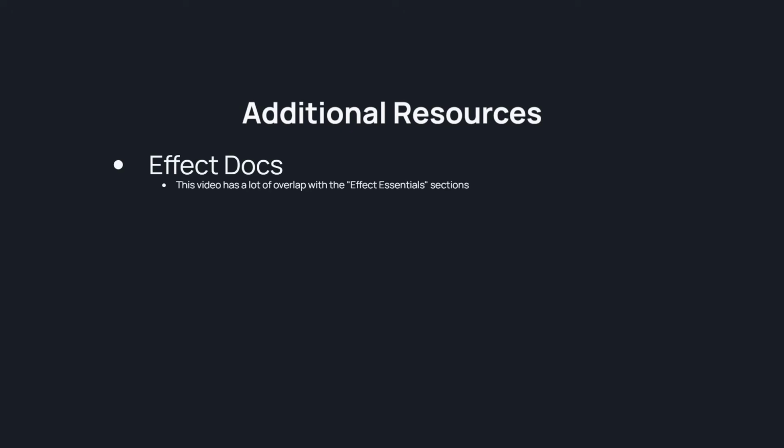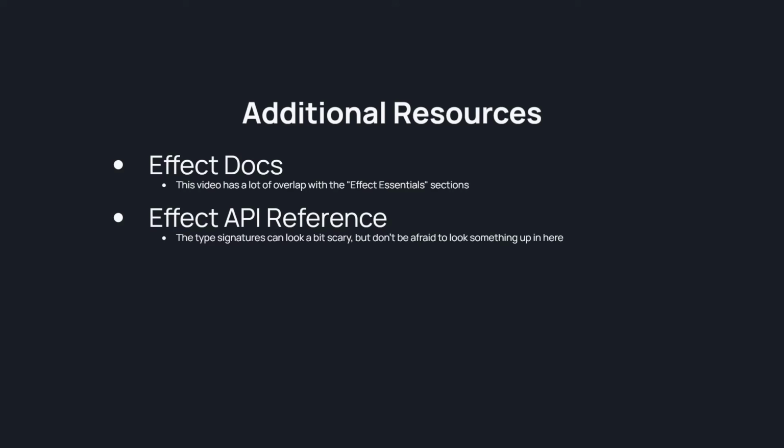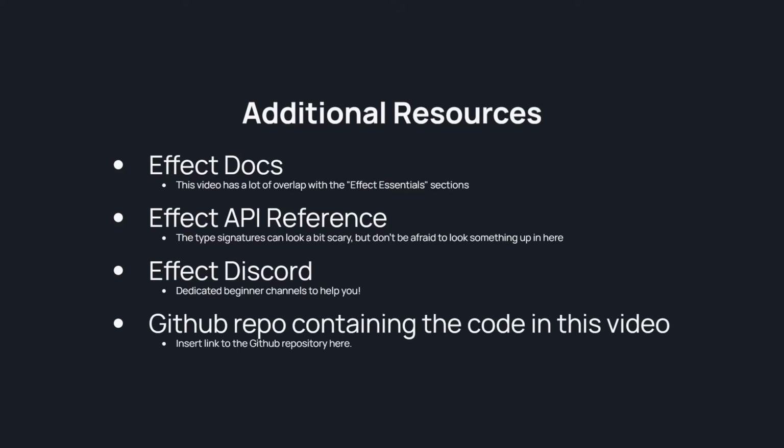The effect docs are the next best place to go from here. You can review the concepts in this video in the Effect Essentials section, or move on to other things you find interesting. The Effect API reference sites can also be a helpful resource to check out. Finally, the Effect Discord is a great community of Effect developers that want to help you learn, so consider joining. Links to all of that and a GitHub repo containing every snippet in this video, along with the Pokemon example program at each iteration, is available in the description.